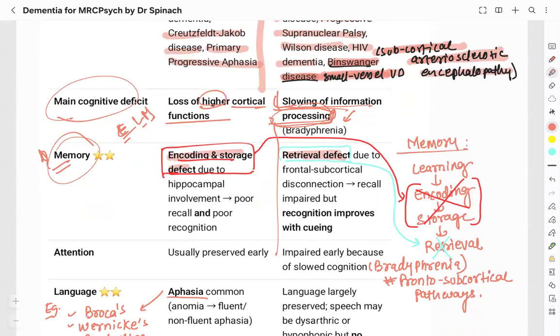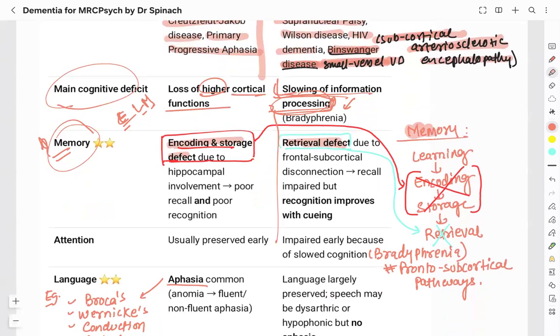Memory generally goes like this: we learn something, then it is encoded, and then it is stored in the hippocampus, and then it is retrieved when it is required. In cortical dementia, the problem is in encoding and storage. Whatever we learn is not encoded and not stored.